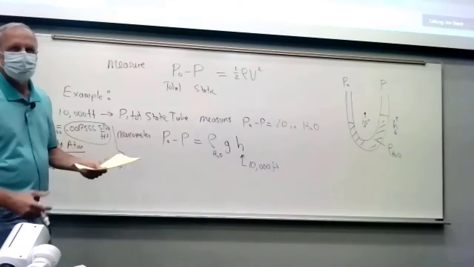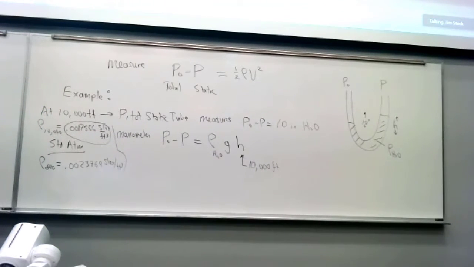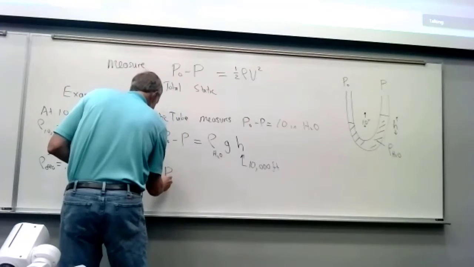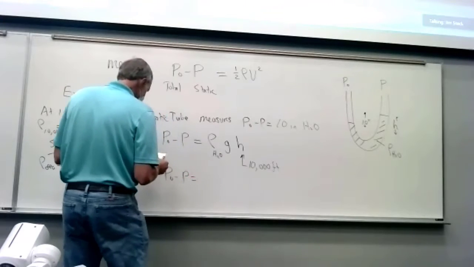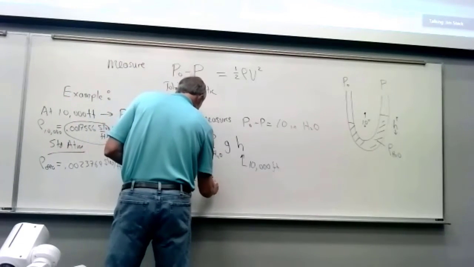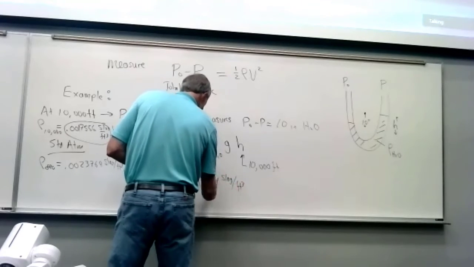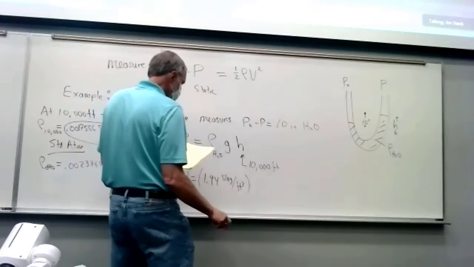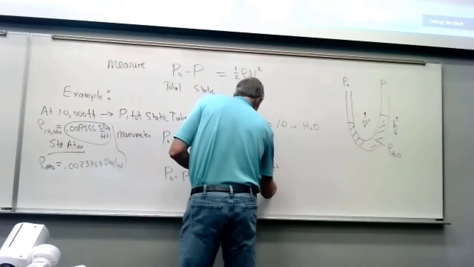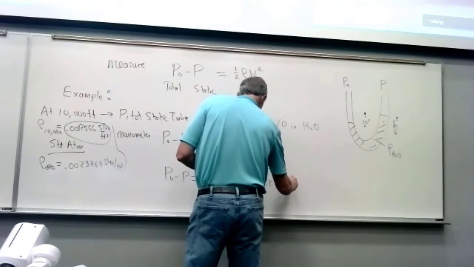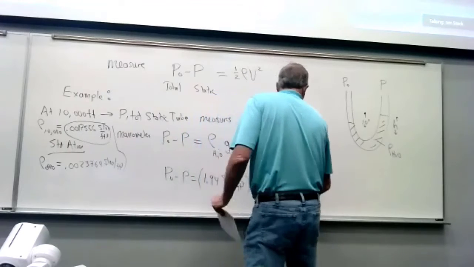Again, these are the kind of mistakes you can make if you're just looking at the equation, you pull it out of the book and you start plugging in for variables. You have to know what the variables mean in that particular equation. All right, so the density of water we've used before, 1.94 slugs per foot cubed. Plug in gravity. And then we plug in 10 inches.